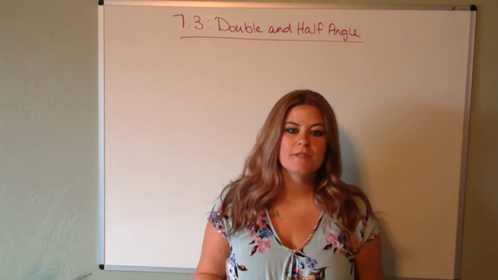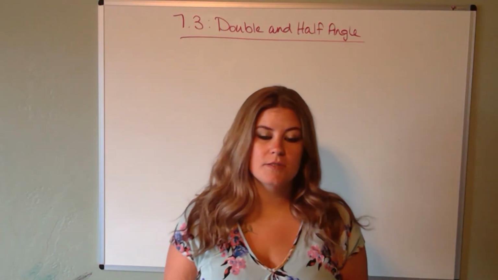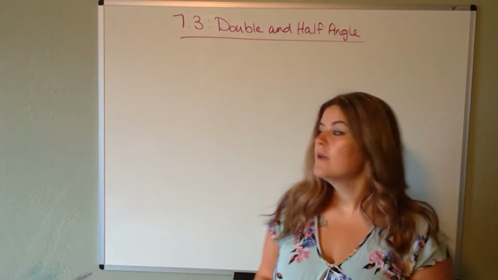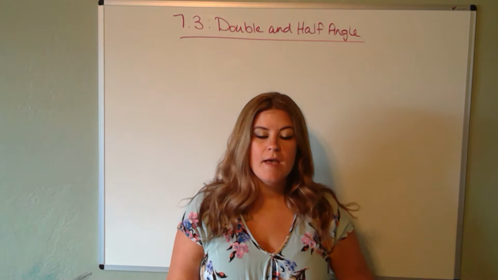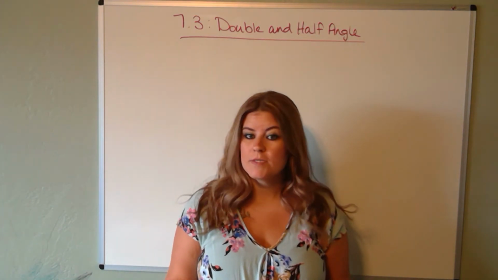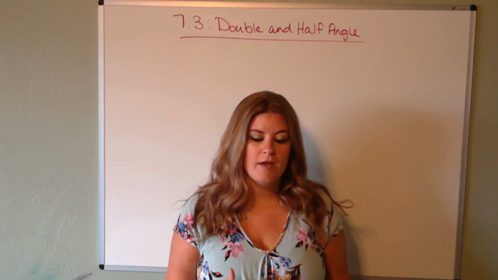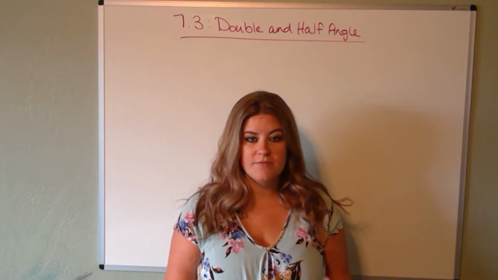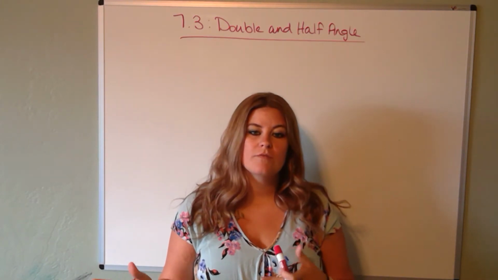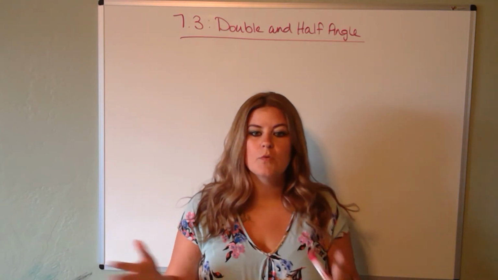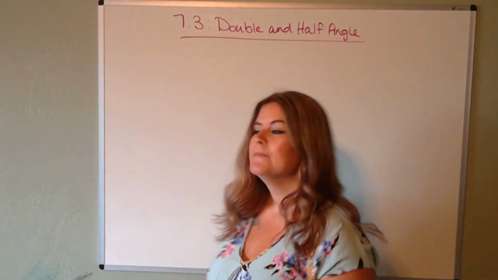Hey guys, so let's look at 7.3. We're going to see two new sets of identities. We're going to start with double angle and then we're going to look at half angle identities. I'm going to show you how the problems look when you're using these to solve certain specific valued problems. And I'm going to show you how to use them when you're verifying some identities or simplifying expressions.